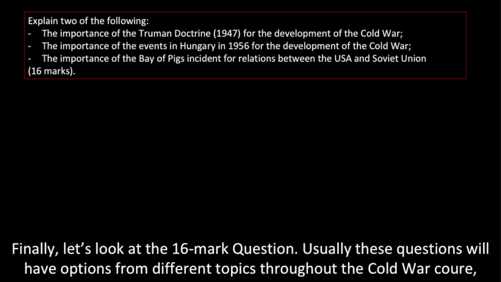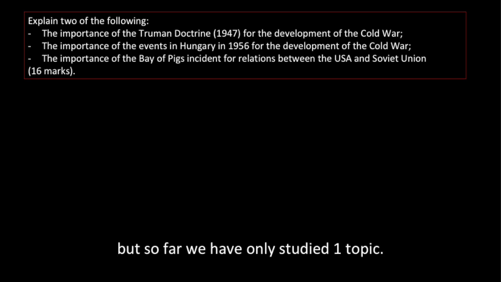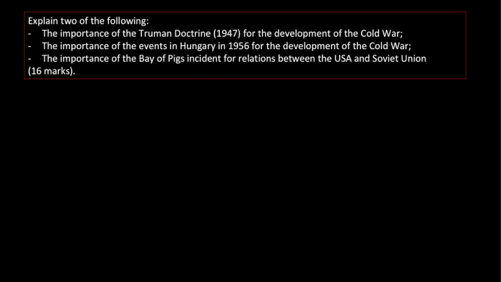Finally, let's look at the 16-mark question. Usually these questions will have options from different topics throughout the Cold War course, but so far we have only studied topic 1. The question is, explain 2 of the following. The importance of the Truman Doctrine, 1947, for the development of the Cold War. The importance of the events in Hungary in 1956 for the development of the Cold War. The importance of the Bay of Pigs incident for relations between the USA and the Soviet Union, 16 marks.